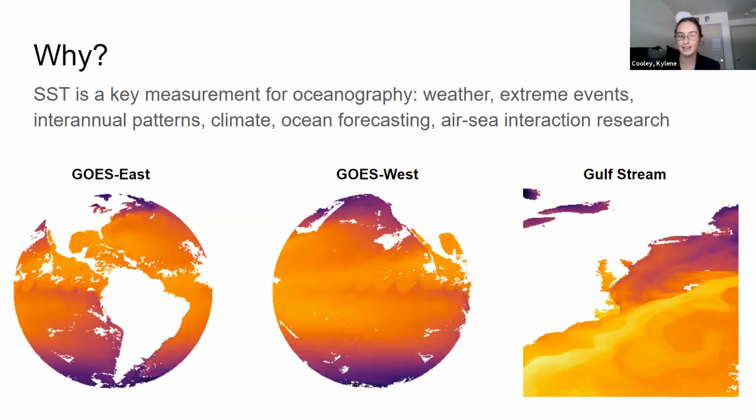Here we have two views of the GOES geostationary operational environmental satellites, and a view of how SST nicely shows the mesoscale structure of the Gulf Stream.